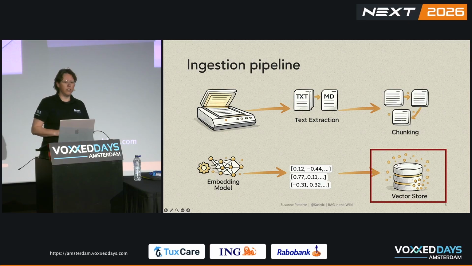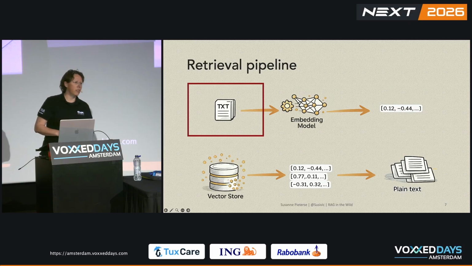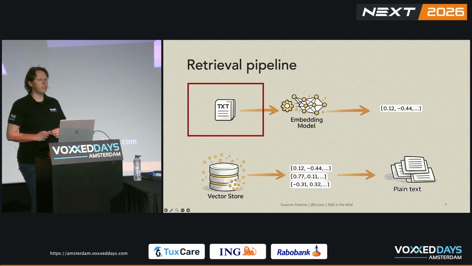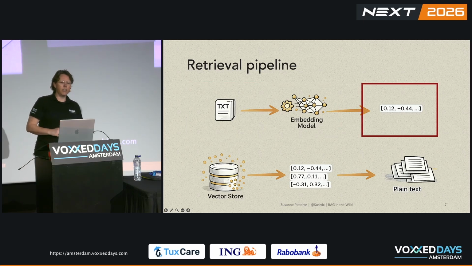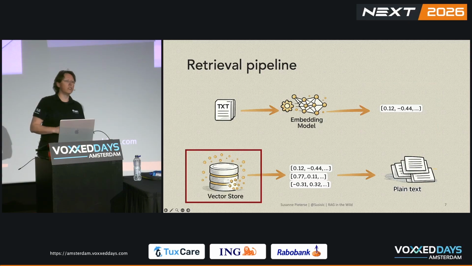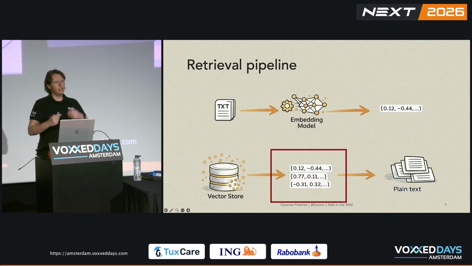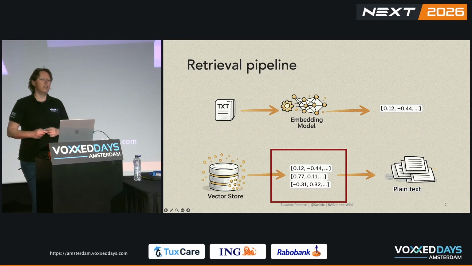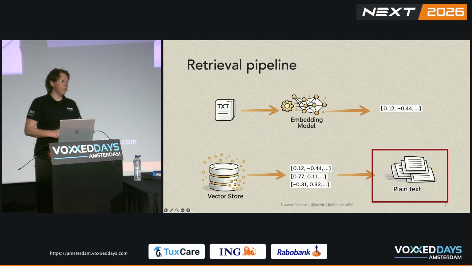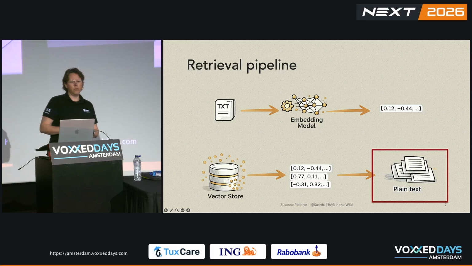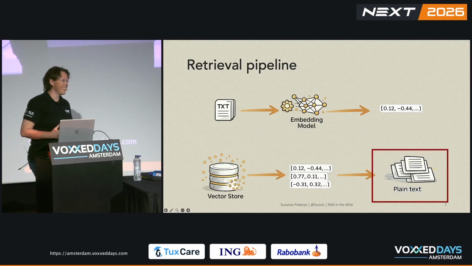That's ingestion. Retrieval is when you have the question of the user. You send this question to the embedding model, you create a vector out of that. This vector is used to do a similarity search in the vector store. Then you get a certain amount of similar embeddings, and you get the text from these embeddings, and then you have hopefully the answer to the question of the user.